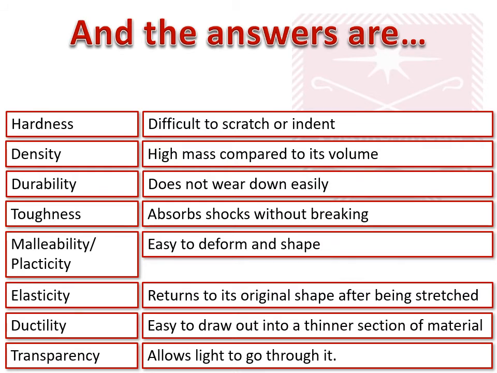Easy to draw out into a thinner section of material, so you can take a piece of metal, heat it up, and then you can take a block of metal and draw it out, make it thinner and longer, so it can be a knife or a piece of wire or whatever it might be. So that's ductility. And then the last one is transparency, which means the material allows light to go through it.